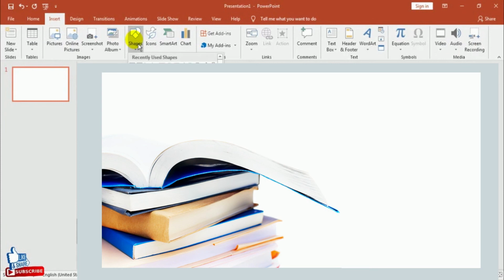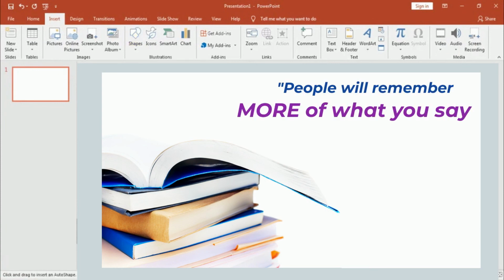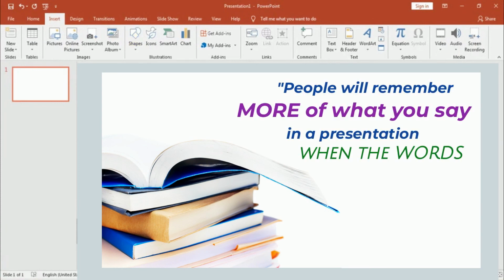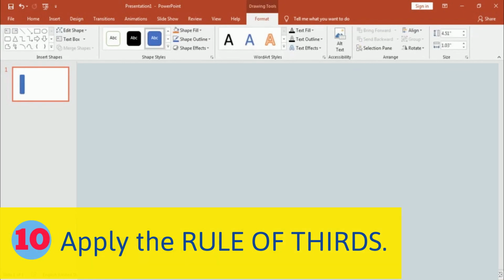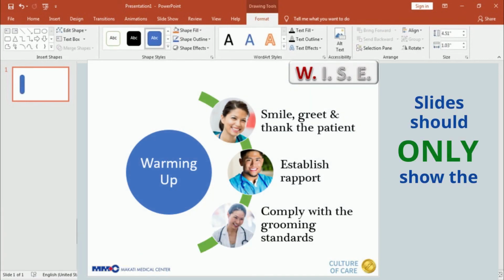Research shows that people will remember more of what you say in a presentation where the words aren't on your slide. Your slides should just show the key points. If it's necessary to provide an extra reference to your audience, prepare a handout.